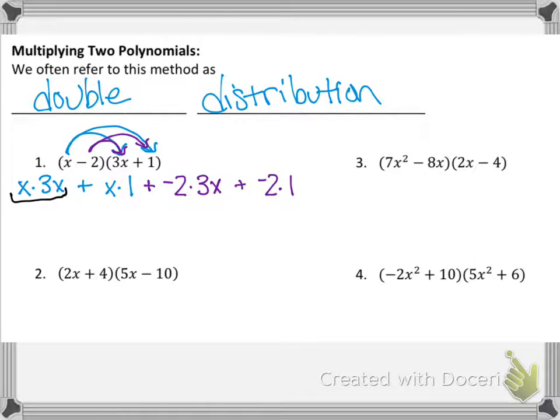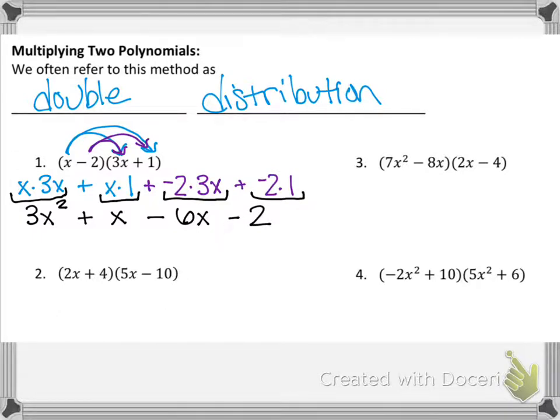So x times 3x gives me 3x to the second power. X times 1 is just plain old x. Negative 2 times 3x is actually negative 6x. And negative 2 times 1 is just negative 2.